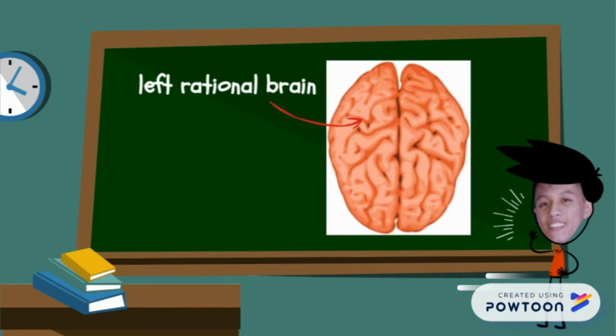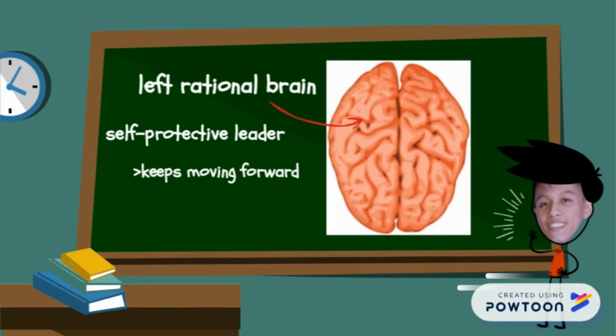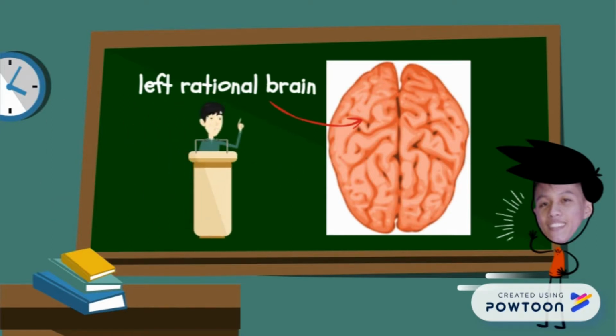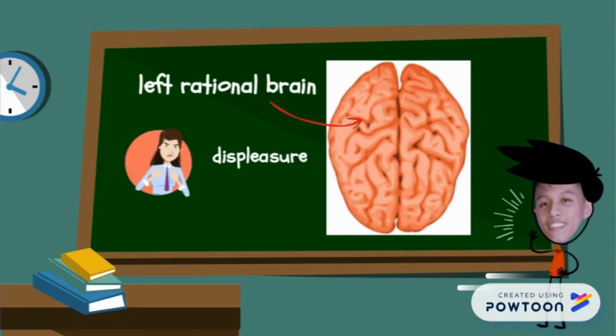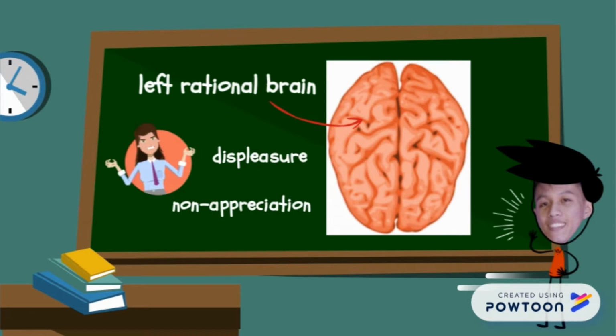A person is a self-protective leader when he or she keeps moving forward despite issues. They usually make decisions without considering the impact on others. They tend to ignore people that don't perform to their expectations. They may express displeasure and non-appreciation as these types of leaders don't engage relationally.